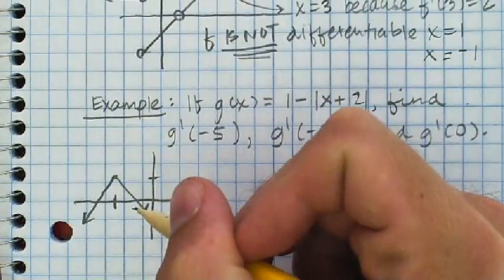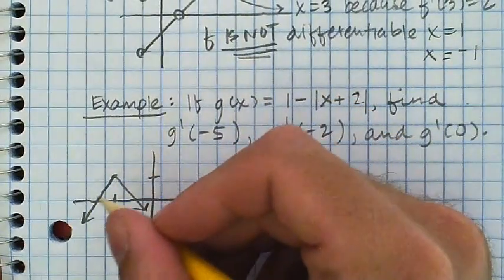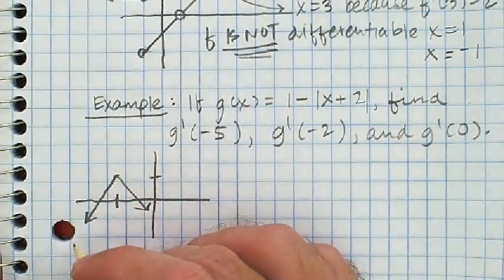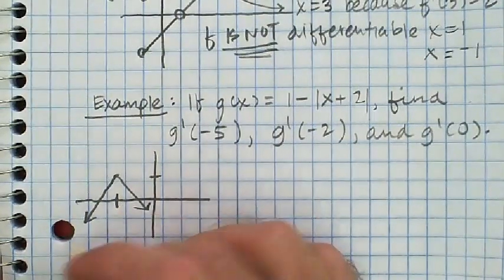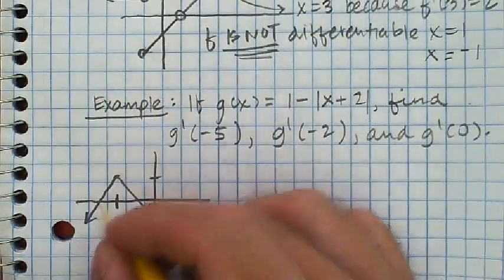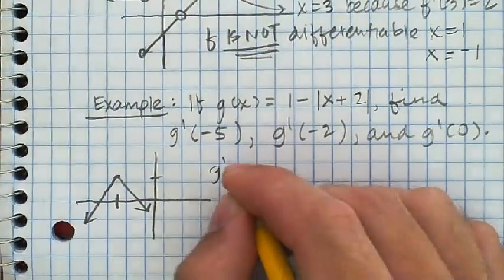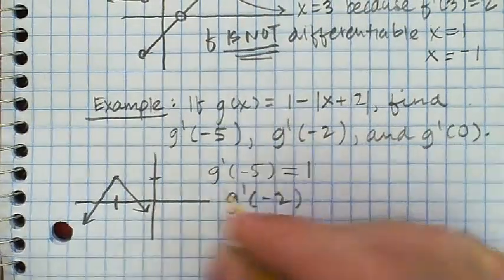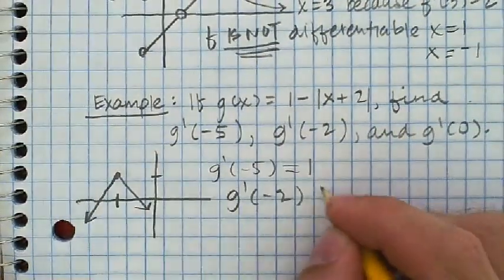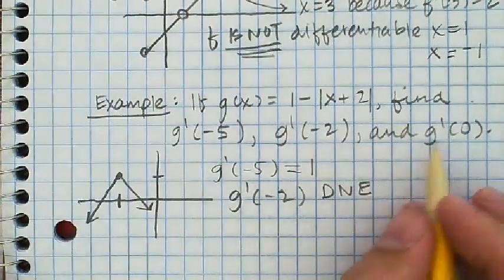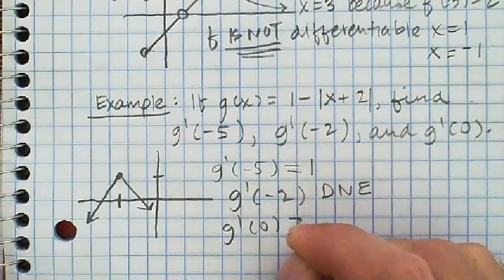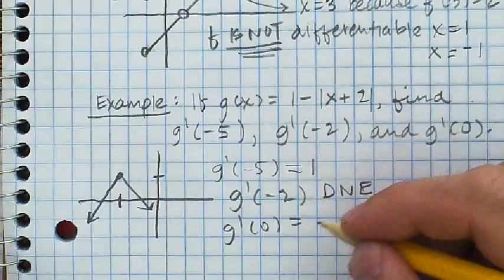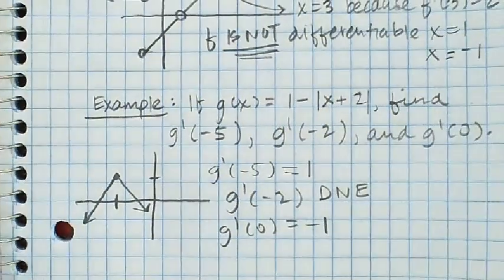Okay, we know what the slopes of these things are. It's +1 and -1. So g prime of -5 is the slope on this section, probably all the way down here, right? If that's -2, then -5 is going to be way down here. But the slope will still be +1. Okay, g prime of -2 is the slope at the corner point, which does not exist. And then g prime of 0 is the slope when I intersect the y-axis, and that's going to be -1 because of the nature of this absolute value function.